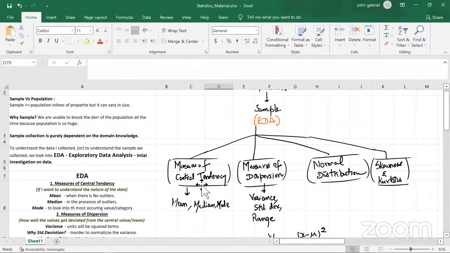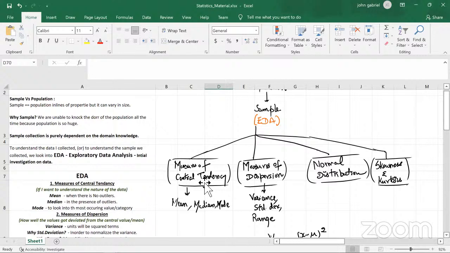So these are the four different things available within your EDA. Now, what is this measures of central tendency? Within measures of central tendency, that is the central value, we are having three divisions: mean, median, and mode. Within measures of dispersion, we have variance, standard deviation, and range. And then we will be discussing normal distribution, and then skewness and kurtosis. Now let's go one by one, that is measures of central tendency.